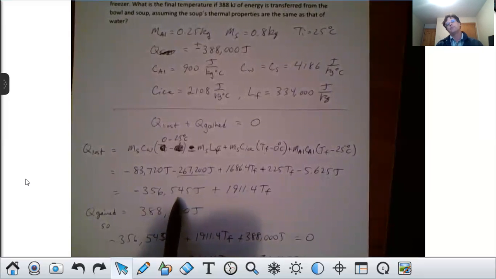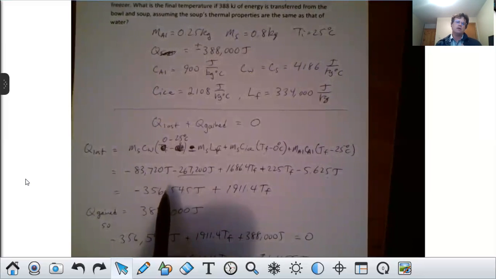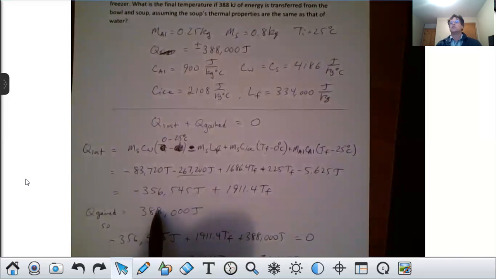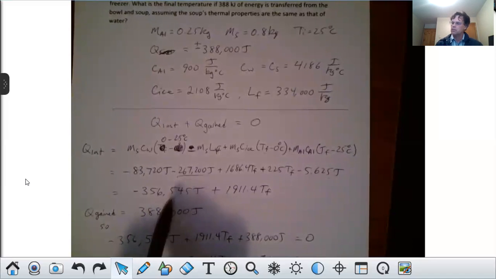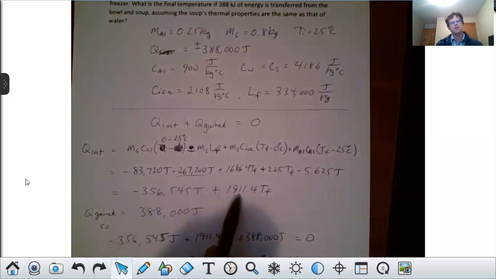Now that's a good thing because it tells me since it's not bigger than 388, there is enough heat to melt, or sorry, to freeze all of the soup and then take it to a lower temperature. Let's say I got like 400,000 here. Well, then I would know there is not enough heat being transferred to the freezer to actually freeze all the soup here. So I got to kind of watch the numbers a little bit. But I've just added numbers. I get this for my heat loss.